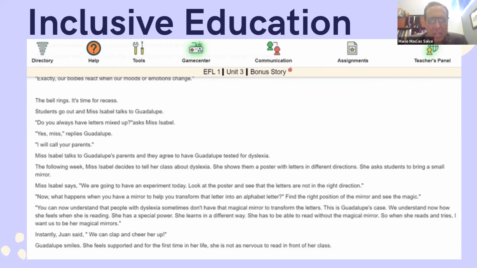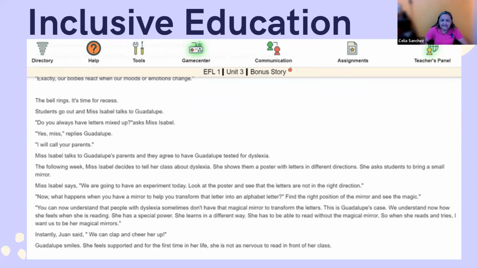She knows she has to show them letters in different directions. She asks students to bring a small mirror. Miss Isabel says, "We're going to have an experiment today. Look at the poster and see that the letters are not in the right direction. Now, what happens when you have a mirror to help you transform that letter into an alphabet letter? Find the right position of the mirror and see the magic."